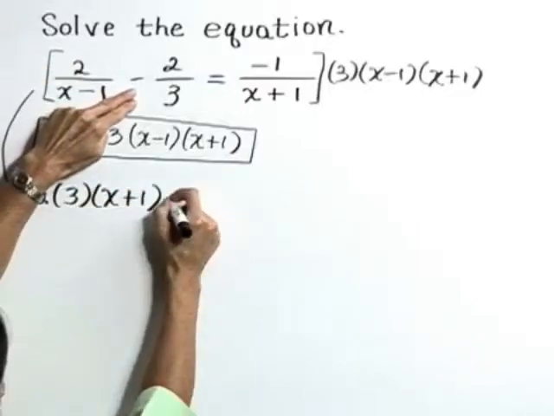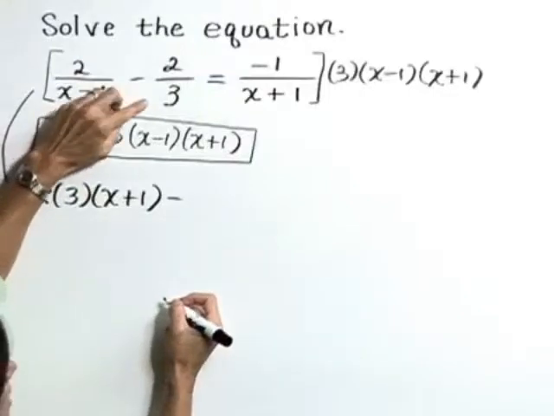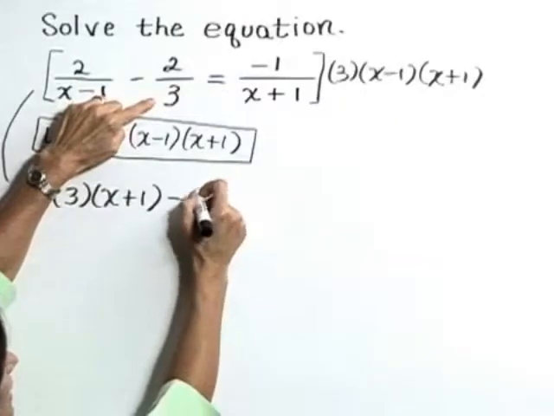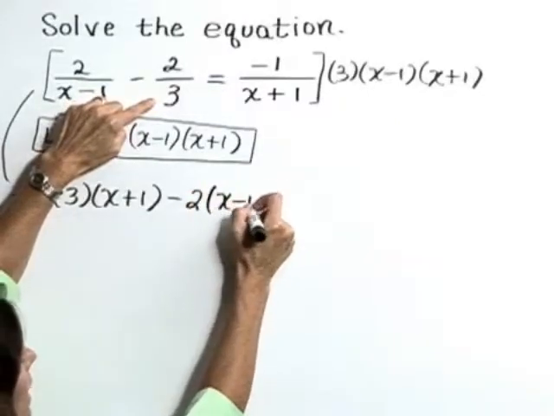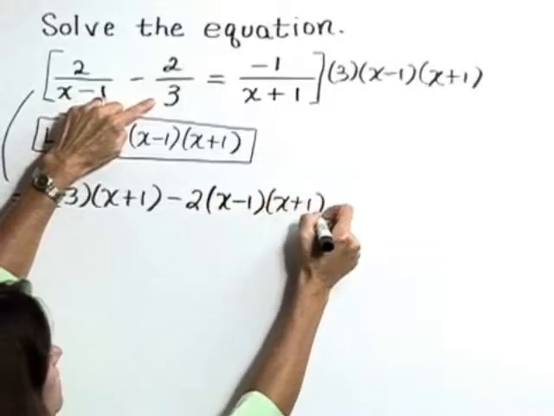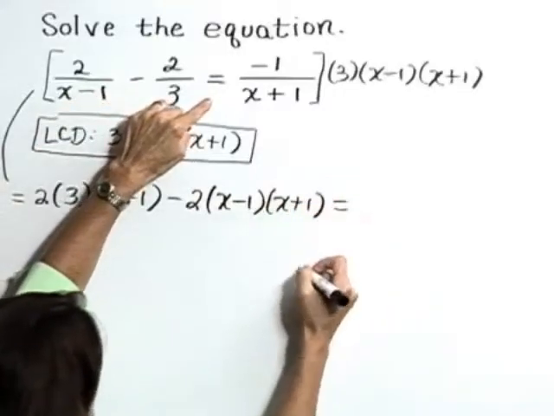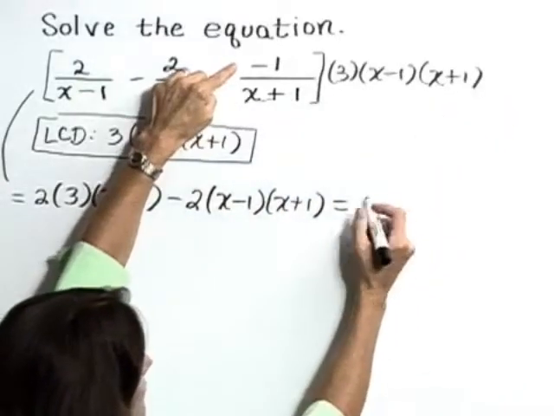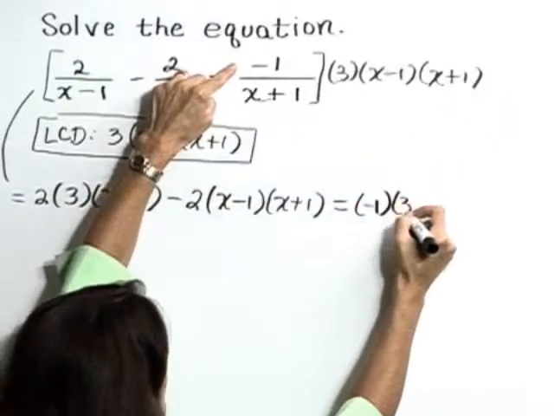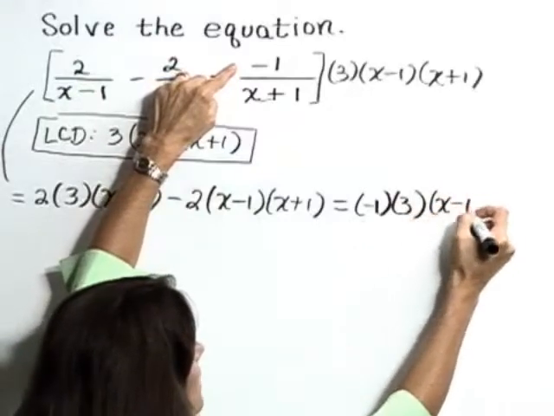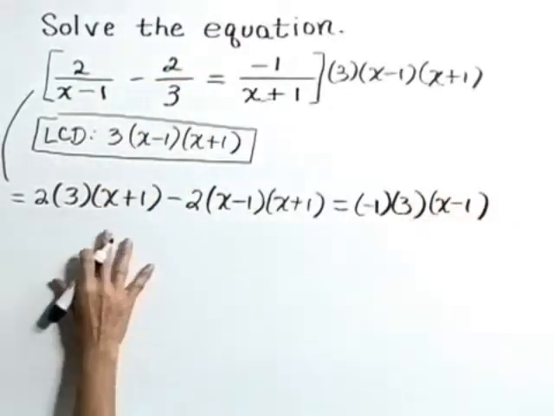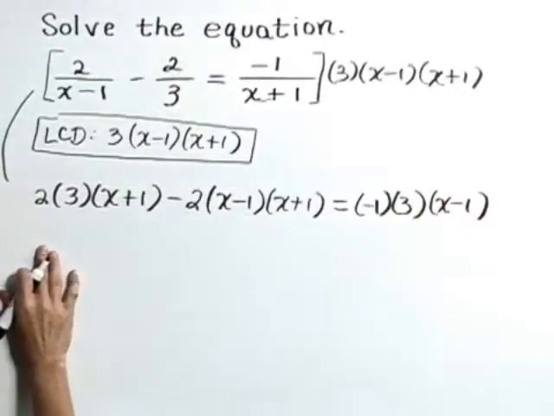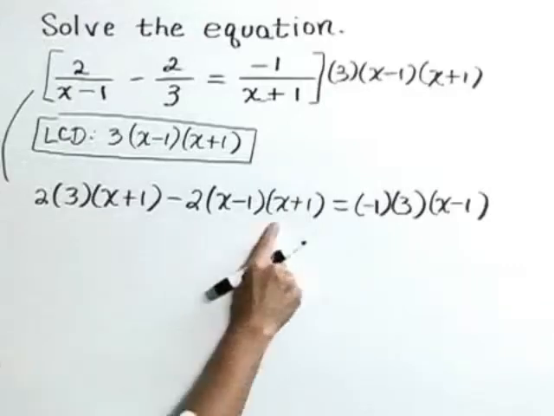Moving to our second fraction, we've got a minus sign in front. Notice that our 3's are going to cancel prior to multiplying, leaving a 2 times x minus 1 times x plus 1. And on the right-hand side of the equation, we'll notice that the x plus 1's cancel, leaving negative 1 times 3 times x minus 1. So we've gotten rid of the fractions. Now let's simplify the result.